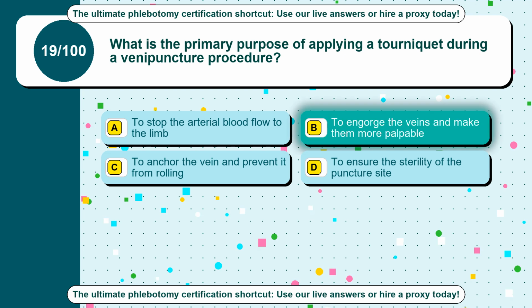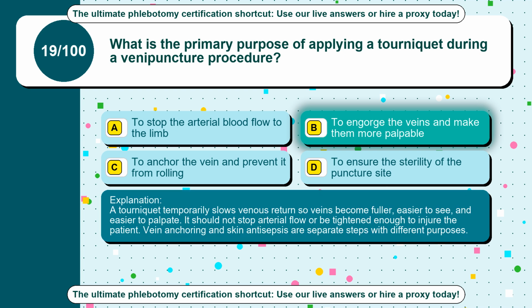The correct answer is option B, to engorge the veins and make them more palpable. A tourniquet temporarily slows venous return so veins become fuller, easier to see, and easier to palpate. It should not stop arterial flow or be tightened enough to injure the patient. Vein anchoring and skin antisepsis are separate steps with different purposes.